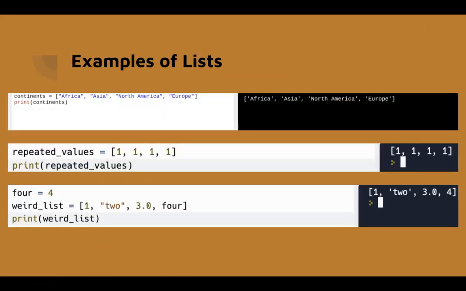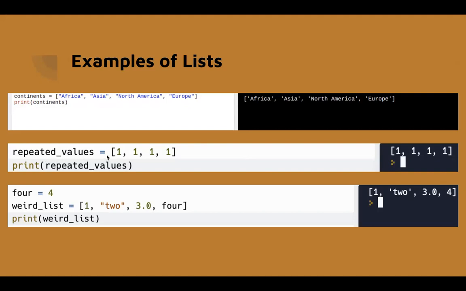Here are some examples of lists. The first one, we have a list called continents, and inside we have Africa, Asia, North America, and Europe. If you noticed, these are all strings, and each one has quotation marks, and outside of the quotation marks they're separated with commas. If you print out continents, it just prints out each of the values in the square brackets.